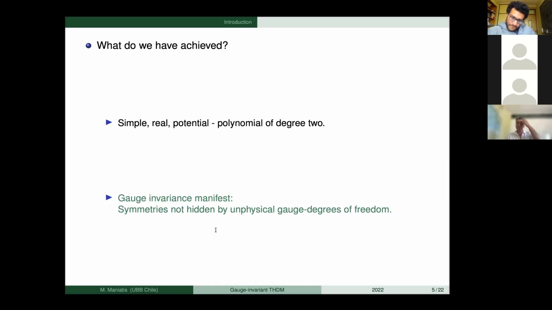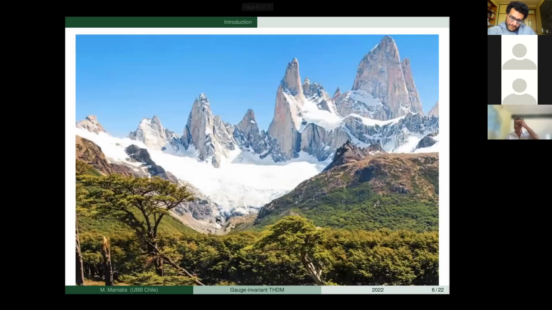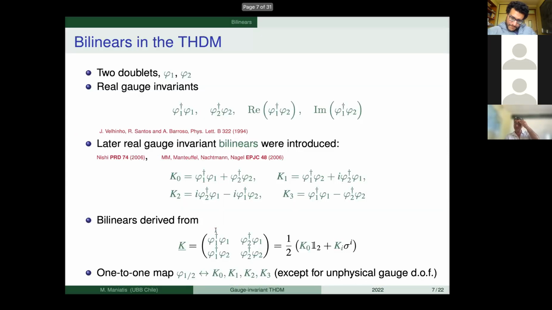Let me show you how we do this in the Two-Higgs doublet model, and in a similar way also in N-Higgs doublet models or other different extensions. The basic idea was done in '94 by this Lisbon group, where instead of the doublets, four real quantities were introduced. They were called x1, x2, x3, and x4.